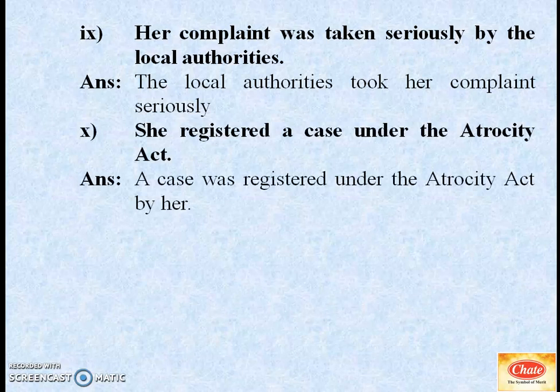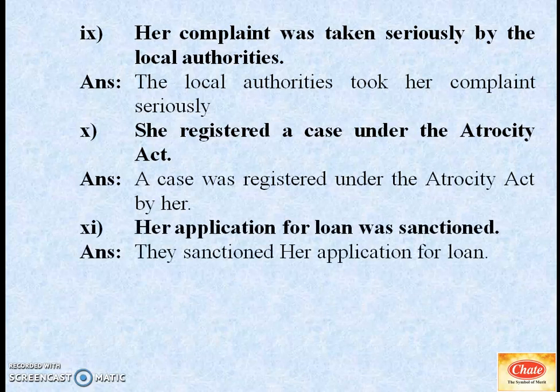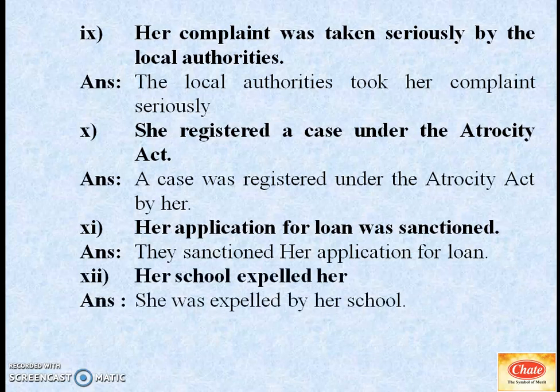Example number 10. She registered a case under the Atrocity Act. It's an active sentence. She registered. What did she register? A case under the Atrocity Act. So the case was registered under the Atrocity Act by her. Next, her application for loan was sanctioned. Once again, was plus sanctioned means third form of verb. It is a passive structure. So they sanctioned her application for loan.